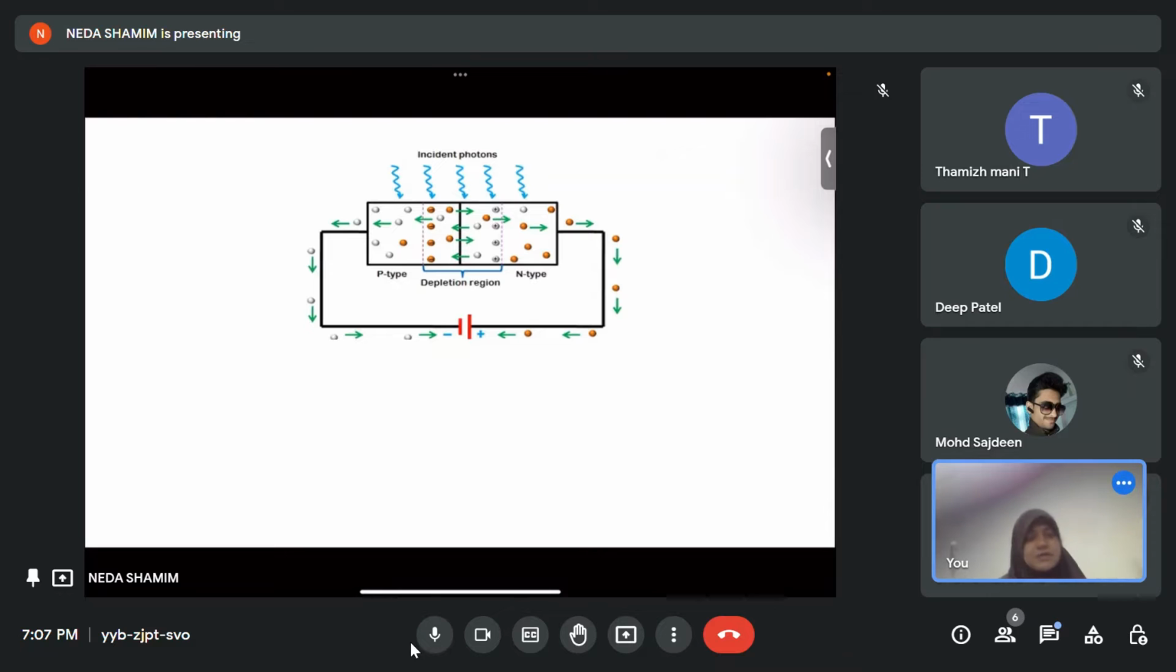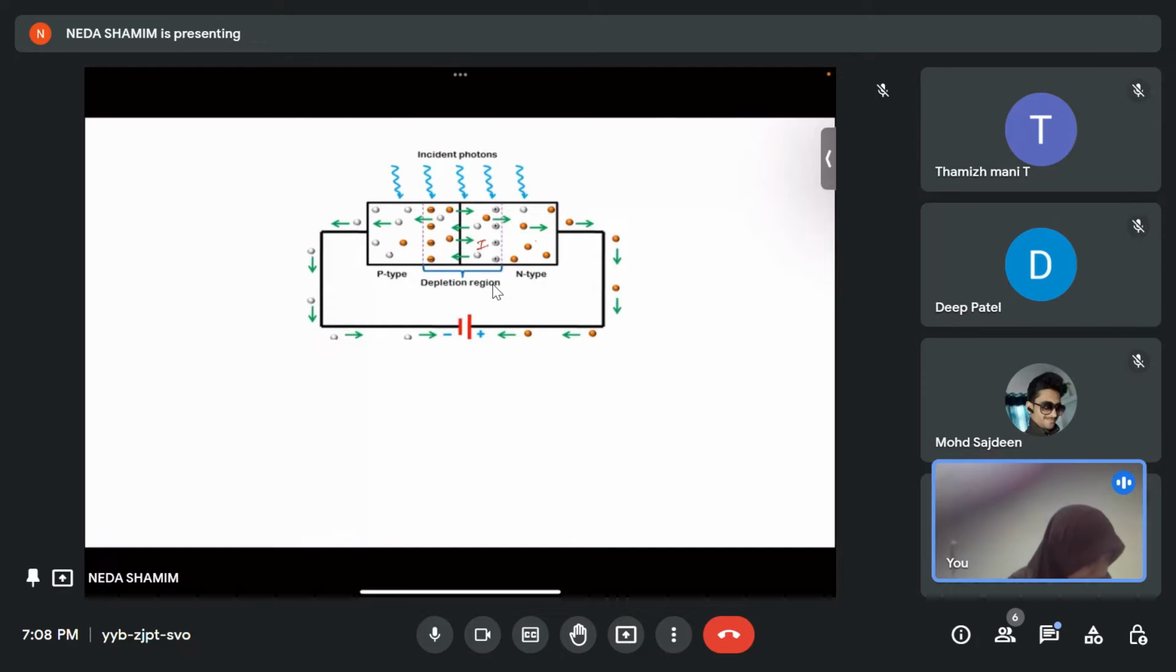So here you see, this is the whole mechanism. This picture over here shows the whole mechanism of the working of a photodiode. That is, in a photodiode, there is an intrinsic layer. This is the intrinsic layer, which is in between the P-type and N-type, and this intrinsic layer is exposed to the incident photons, that is light.